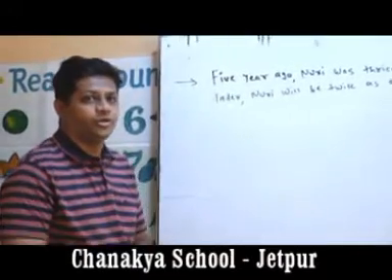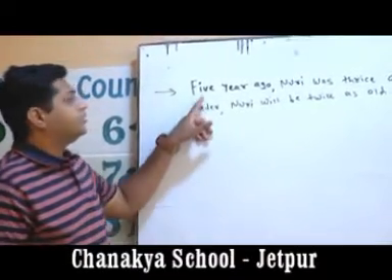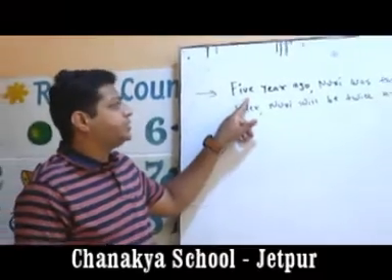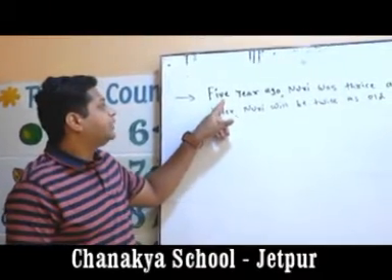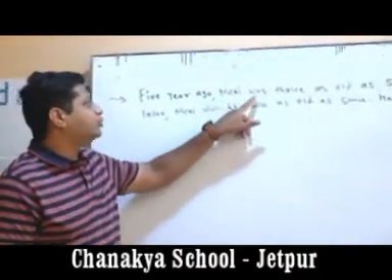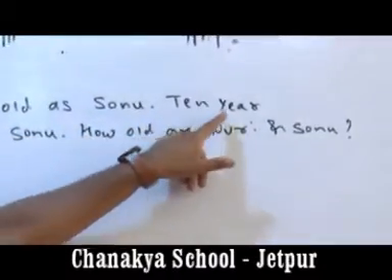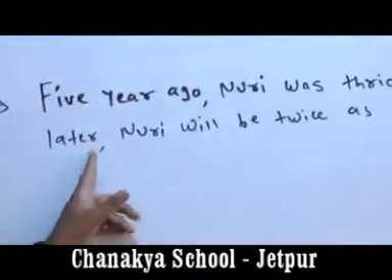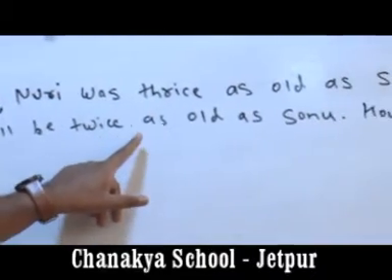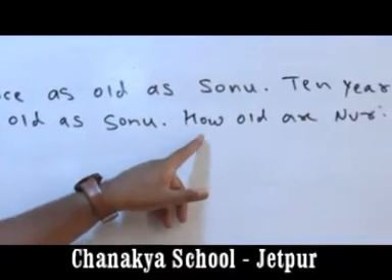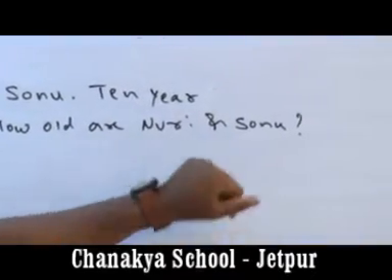Hello students, moving to next method. We are now practicing age related step problems. 5 years ago, Nuri was thrice as old as Sonu. 10 years later, Nuri will be twice as old as Sonu. How old are Nuri and Sonu?